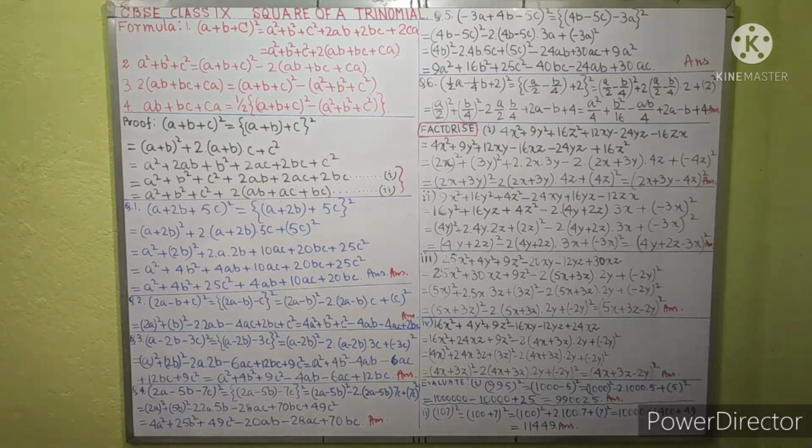Next, we have done factorization. It is just a reverse of the same formula. It is the reverse. Just first question, factorization. 4x square minus 9y square plus 16z square plus 12xy minus 24yz minus 16z square. Arranging this properly, we are getting 4x square plus 9y square plus 12xy minus 16xz minus 24yz plus 16z square.